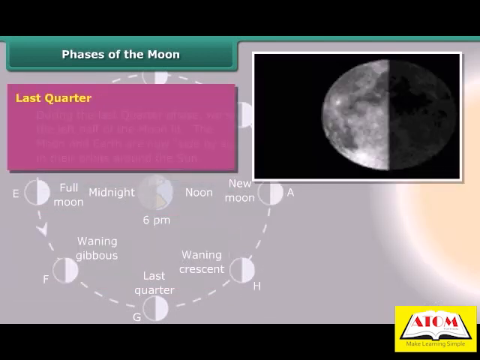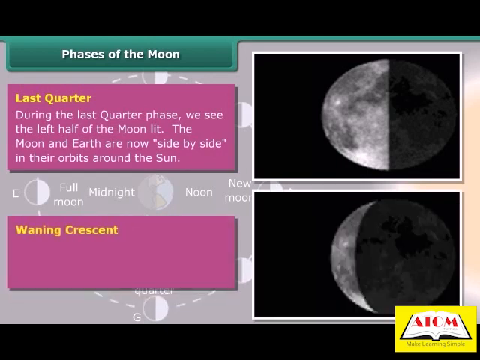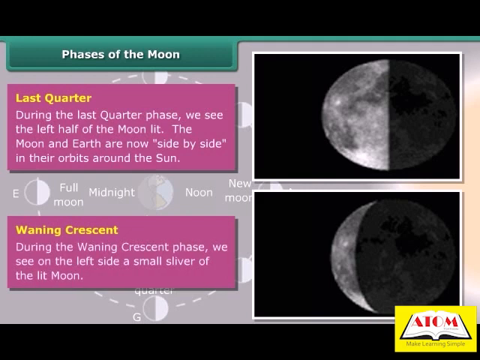Last quarter. During the last quarter phase, we see the left half of the moon lit. The moon and earth are now side by side in their orbits around the sun. Waning crescent. During the waning crescent phase, we see on the left side a small sliver of the lit moon.